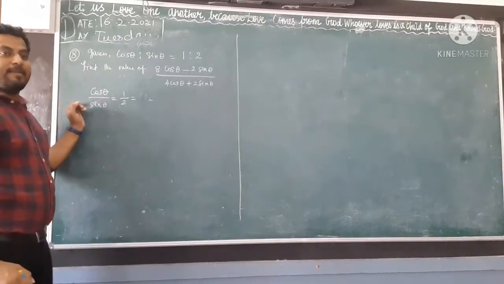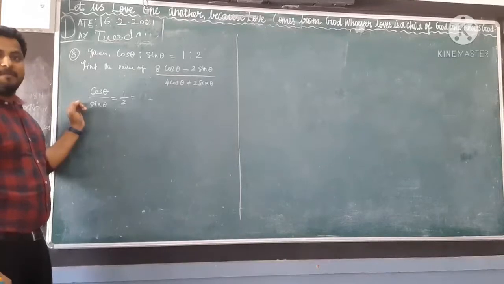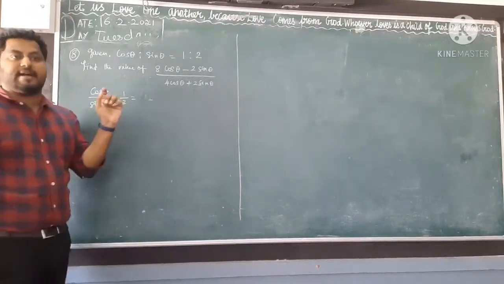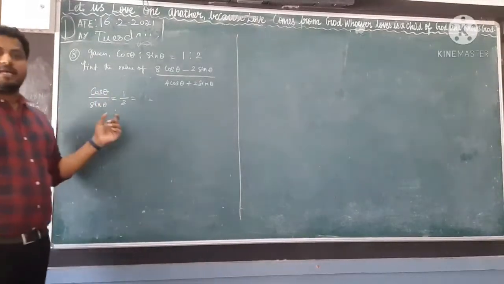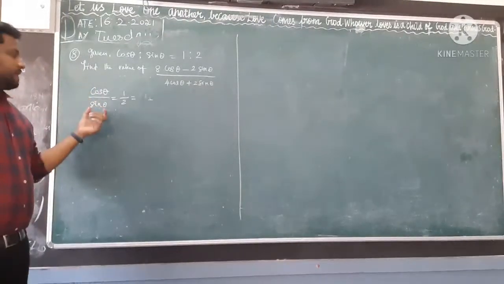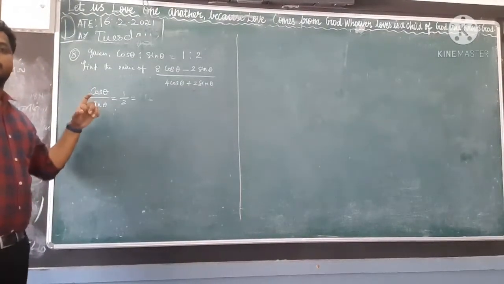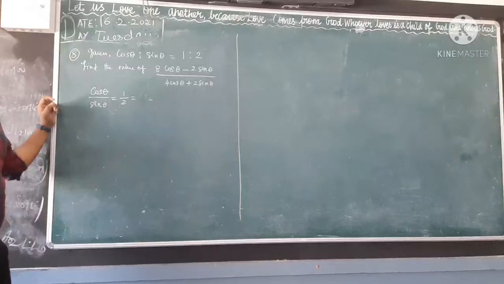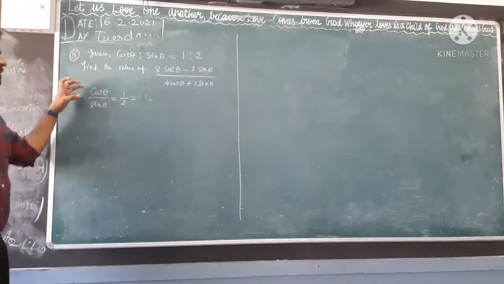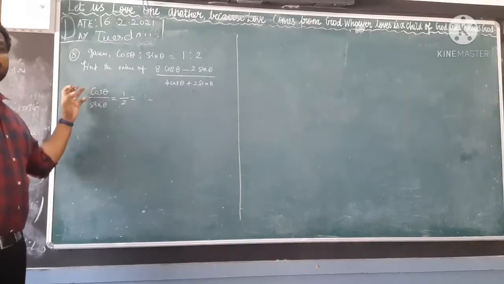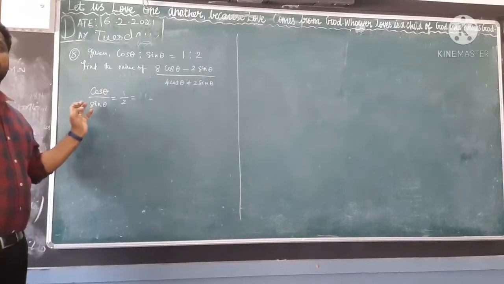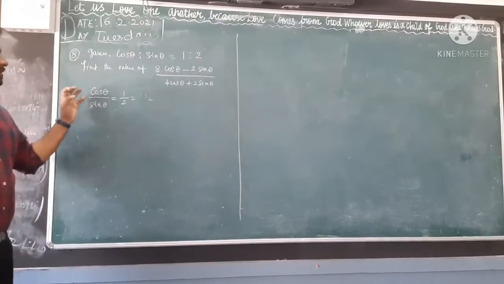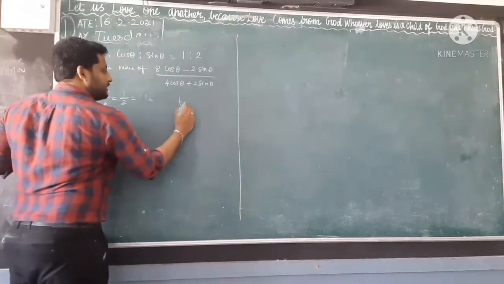Sin theta divided by cos theta is equal to tan theta. So what is the reciprocal of tan theta? It is cot theta. Tan is sin by cos, so cos by sin will be cot theta.